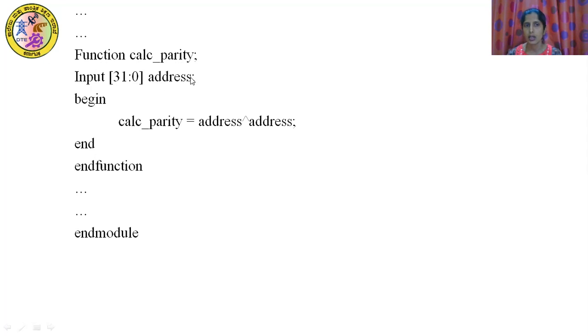So here the input arguments are received and processed, and the result is assigned to the name of the function itself, calculate_parity, and it will return back to the function call. In this way, we will not have any explicit output arguments in a function.